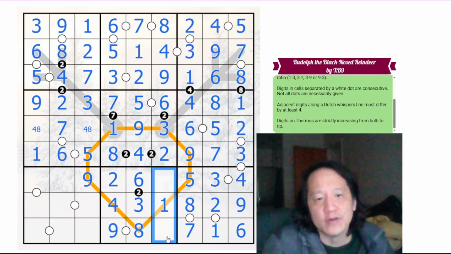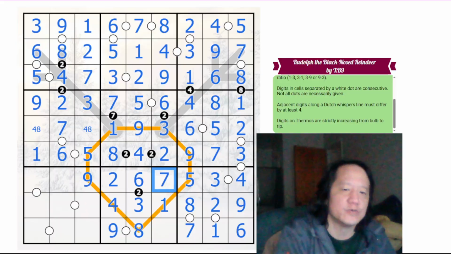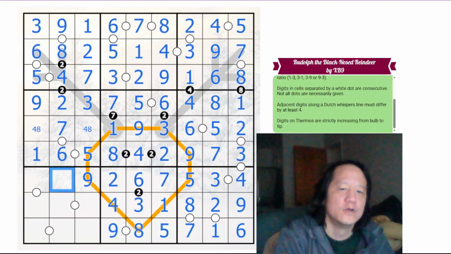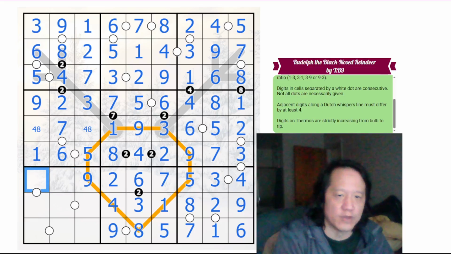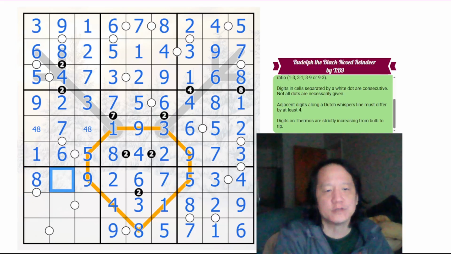Column 7, we're missing a 5 and a 7. 5 can't be here because of the 5 in the row. So we have 7 and 5 here. Remaining digits in row 7: we have 1 and 8. 1 can't be here because of the 1 in the column. So this is 8. That's 1.